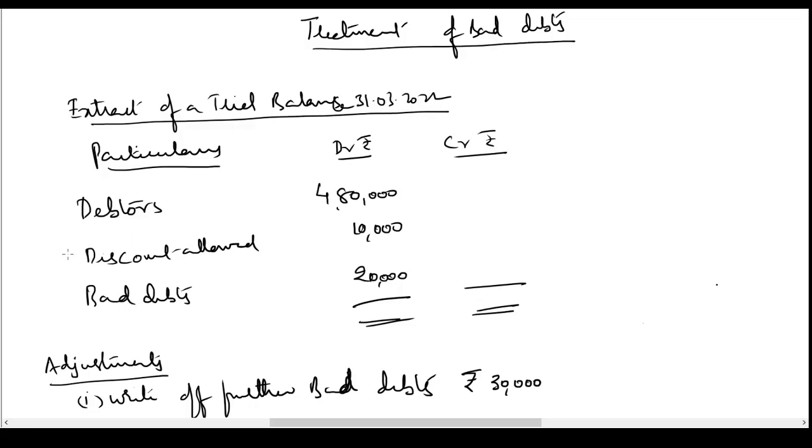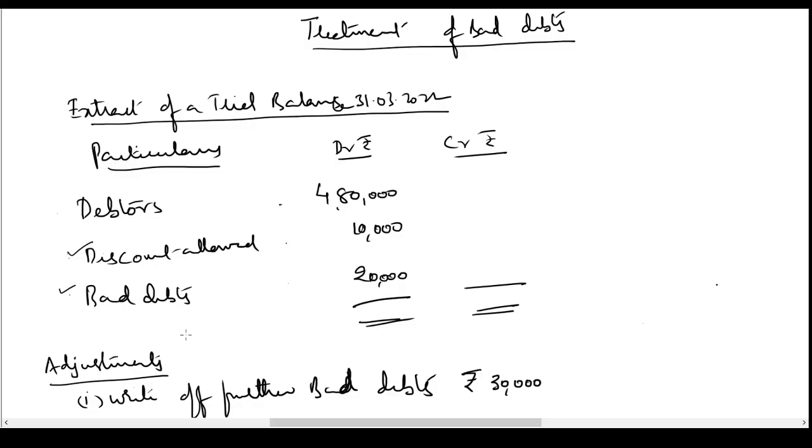Now, when discount allowed is given inside the trial balance and bad debts is given inside the trial balance, that means the respective ledgers for discount allowed and bad debts have already been opened, the entries have already been passed, and the impacts have already been given to both debtors and discount allowed and bad debts. That means this debtors of 4,80,000 is after suffering a loss of discount allowed 10,000 and after subtracting bad debts of 20,000.